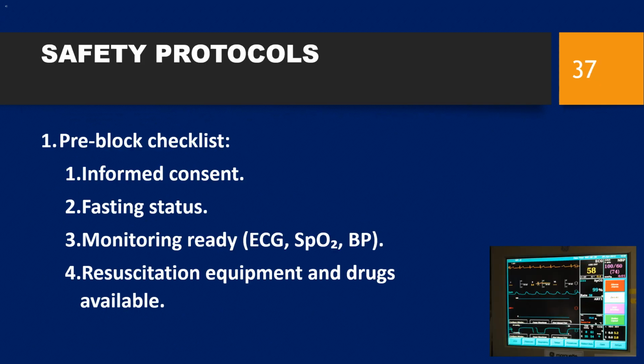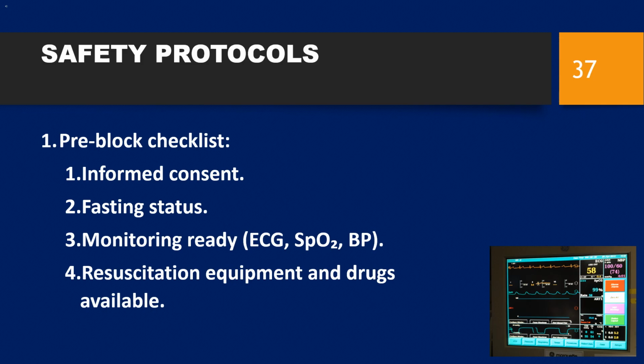Safety protocols in regional anesthesia. 1. Pre-block checklist. 1. Informed consent, ensuring patients understand the risks and benefits of the procedure. 2. Fasting status, verifying the patient's fasting status to minimize risks. 3. Monitoring ready: ECG, SpO2, BP, having monitoring equipment ready to track vital signs.